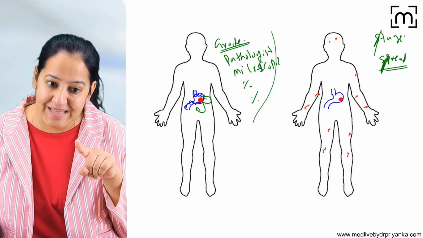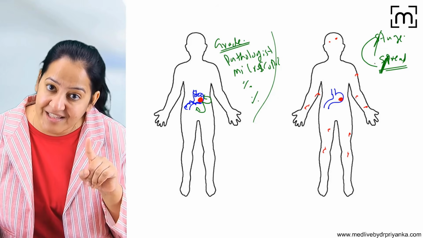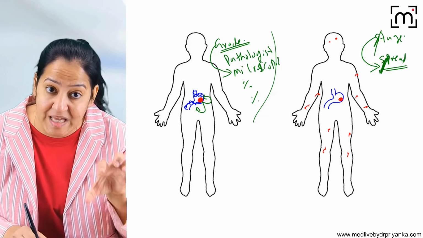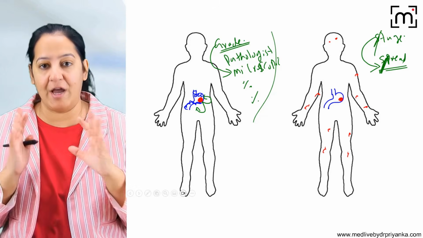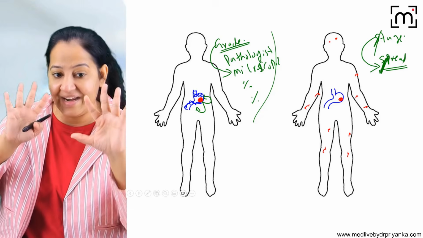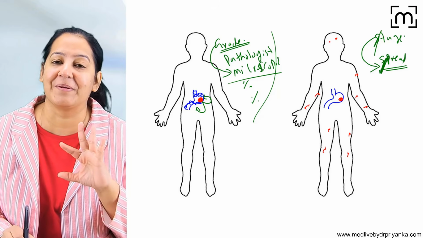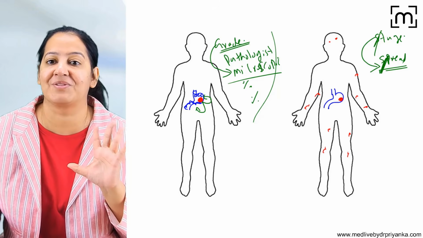You can learn S for S. Staging is regarding the spread of the tumor, and grading is regarding the microscopic resemblance of the tumor cell with the normal cell. I hope you are getting the two points. What is grading? What is staging? Grading is done by the pathologist because it requires the microscopic appearance. Microscopic appearance is assessed only by the pathologist.